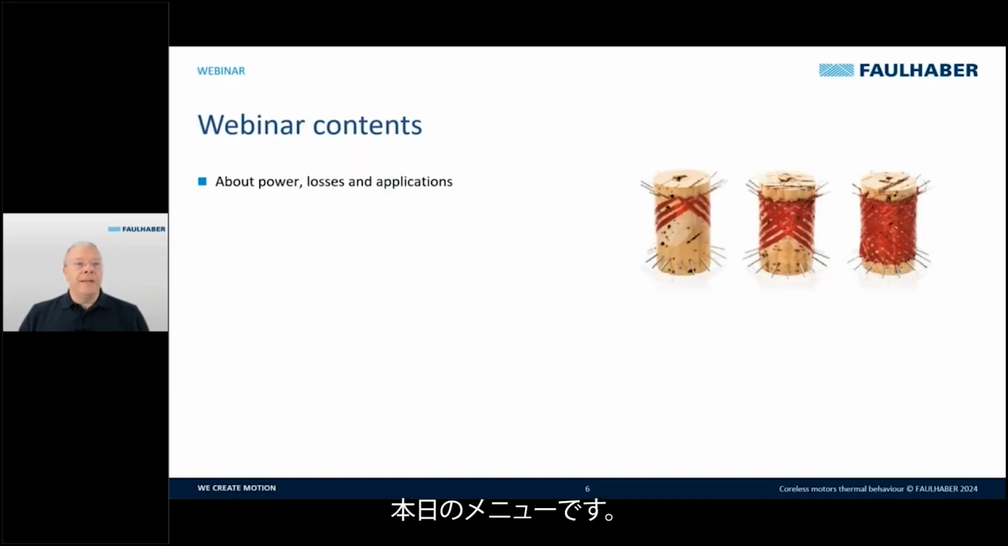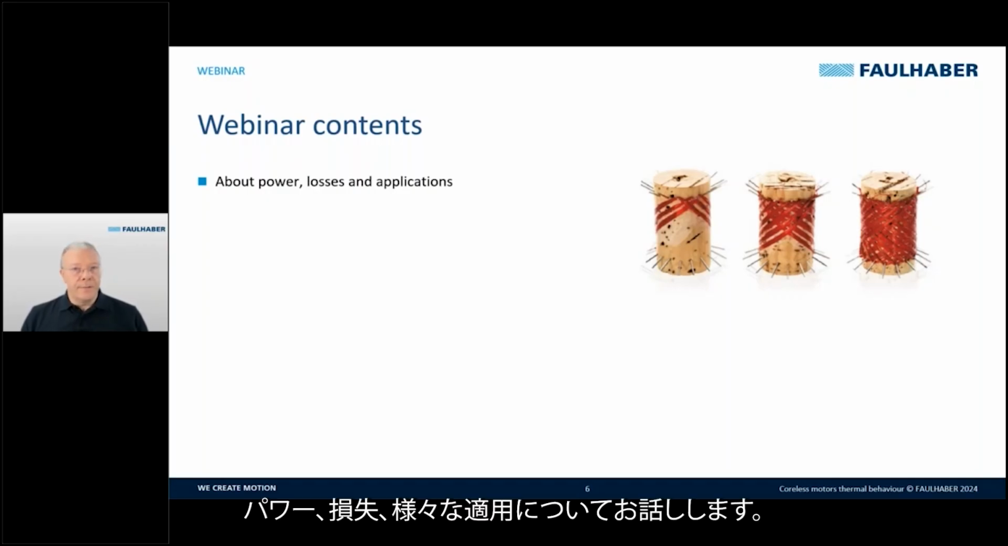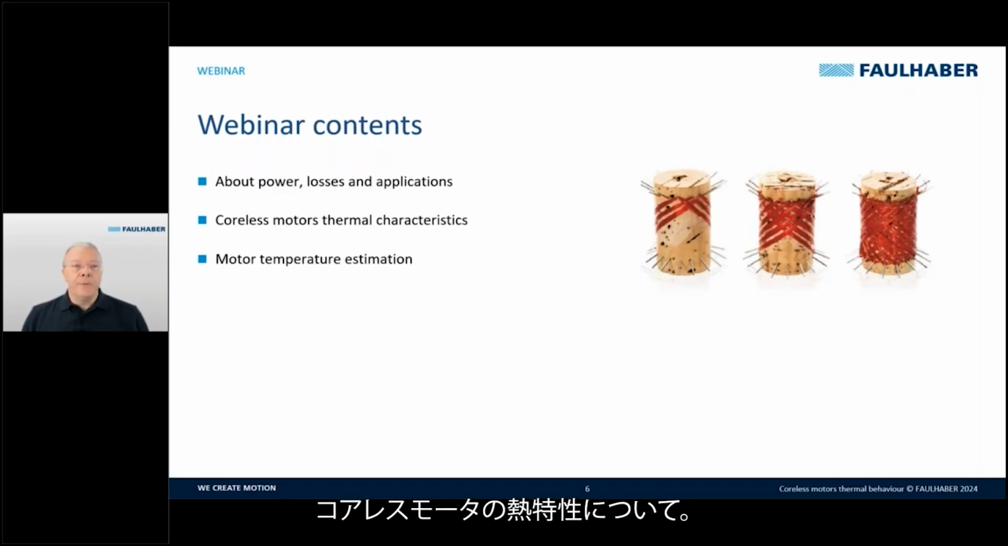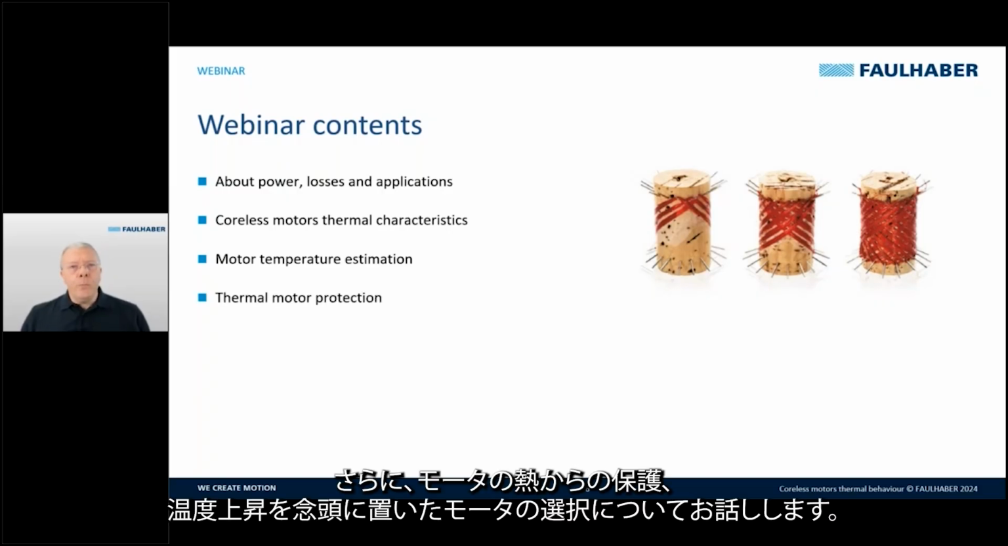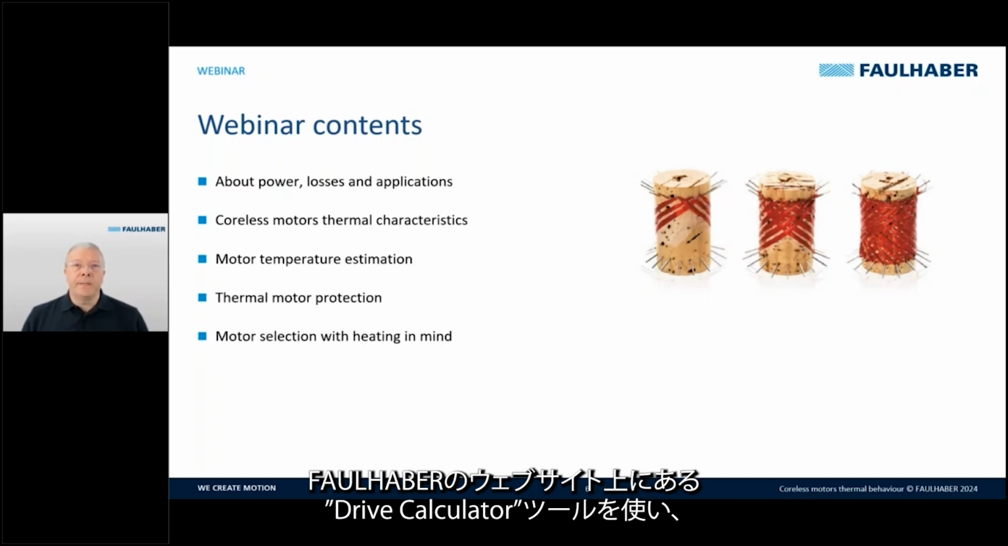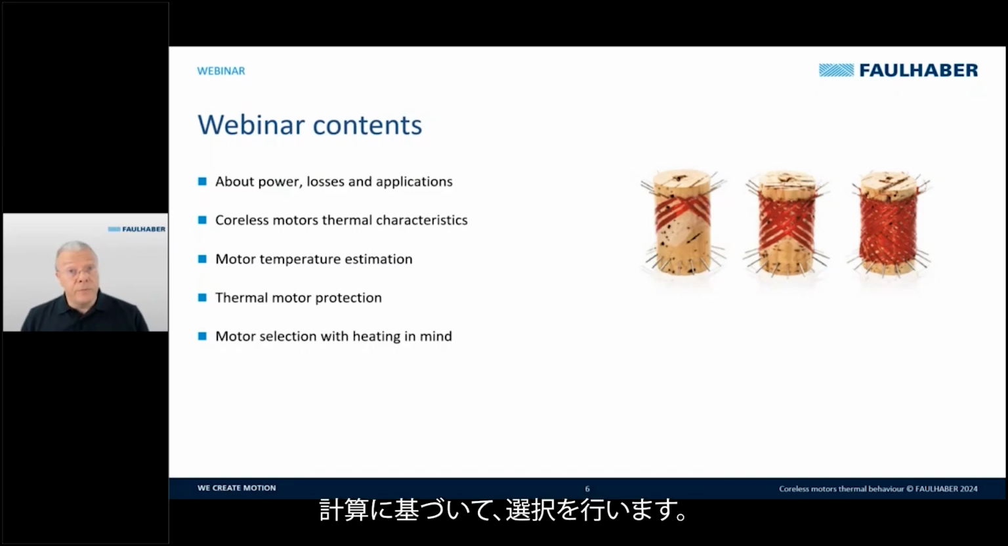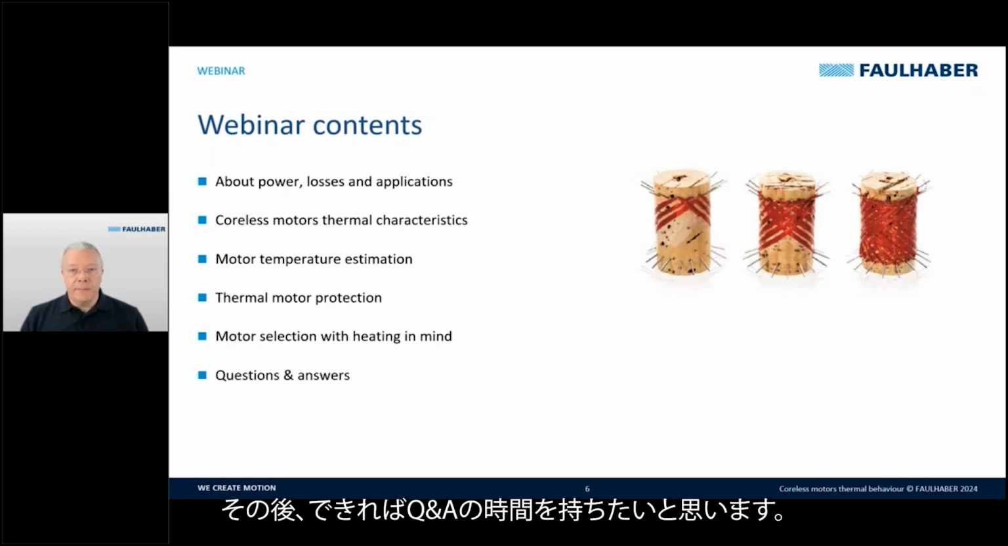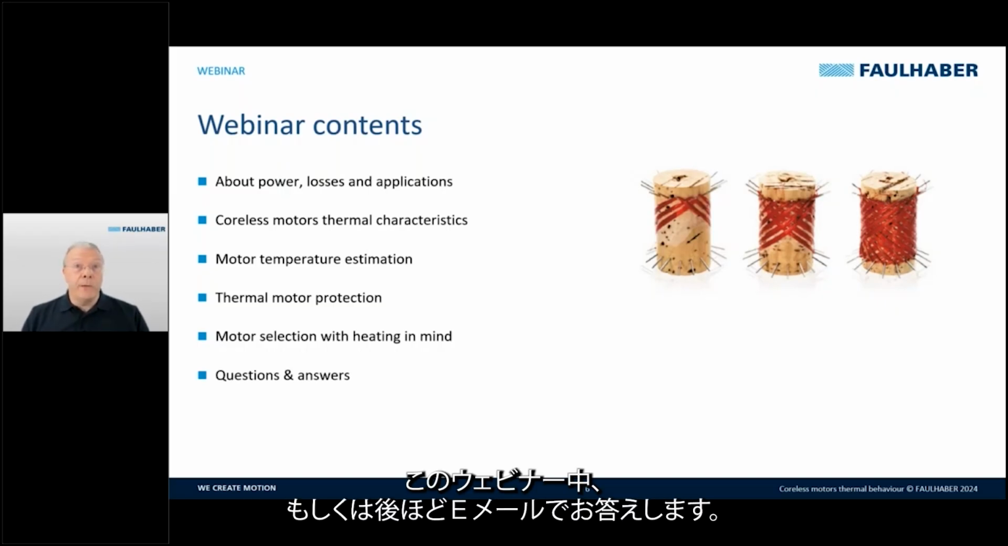So the menu for today is: we will talk about power losses in different applications. We will talk about the thermal characteristics of coreless motors. We will have a simple way to estimate the motor temperature. We will talk about the thermal motor protection, and motor selection with heating in mind. We will make some selections using the calculations and with the drive calculator tool that we have on our FAULHABER website. Then there will be a question and answer, which will be answered during this webinar or sent by email later.